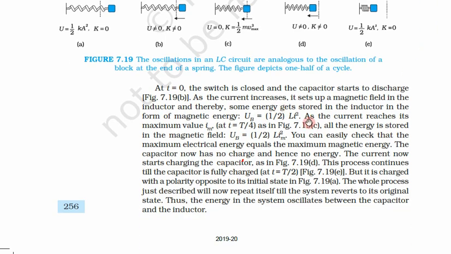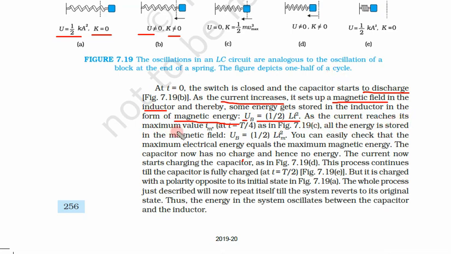So let us read this theory. At t equal to 0, the switch is closed. So we have started this system. The capacitor starts to discharge and the current starts increasing. The current increase sets up the magnetic field in the inductor, and thereby some of the energy is transferred in the form of magnetic energy, and magnetic energy U_B is equal to half L i squared. So initially all the energy was in the capacitor, magnetic energy was 0; then magnetic energy and electrical energy both have some non-zero value.